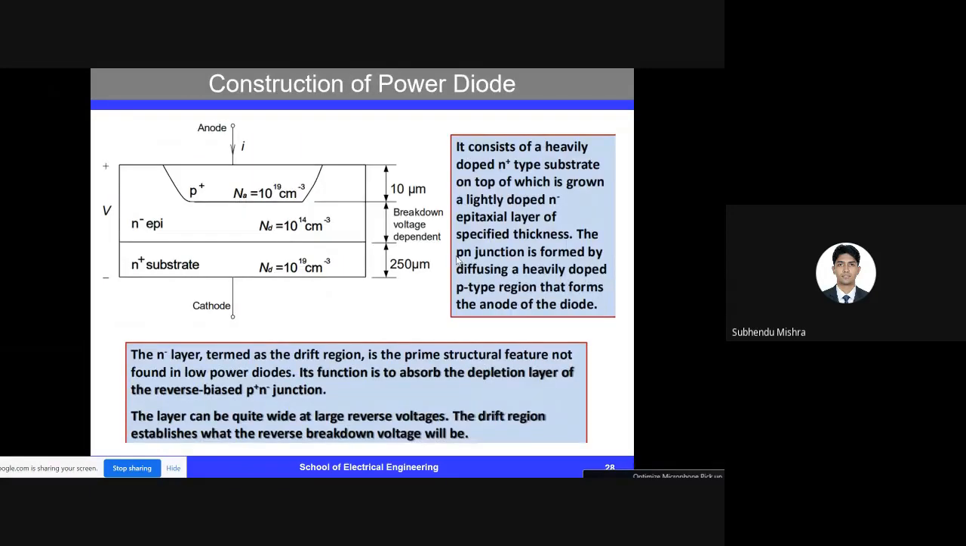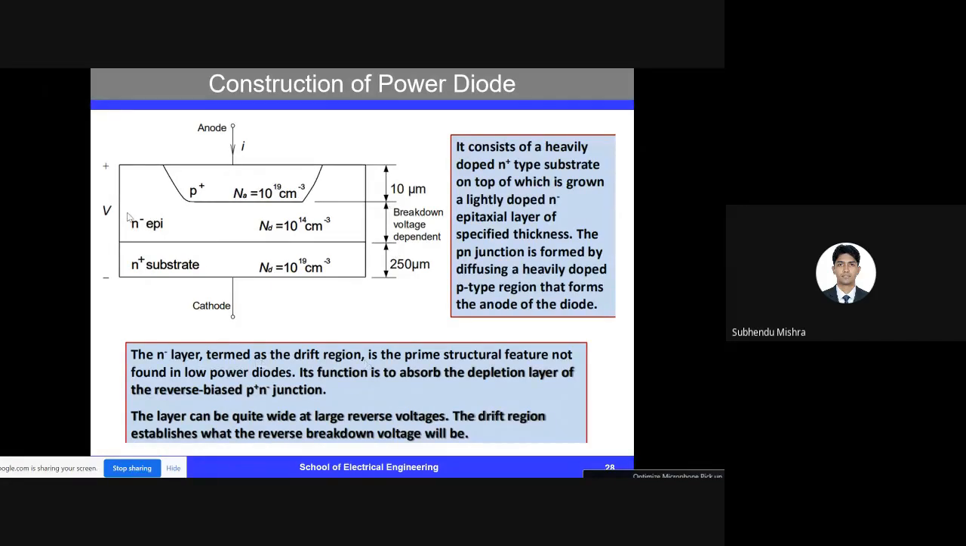So this is the construction of the power diode now. The power diode is not really just a PN junction, but it is something like this, where we have the P plus, which is an excess P type semiconductor. Then you have the N minus, a medium amount of N substrate, and then a heavily doped N substrate, that is the N plus.